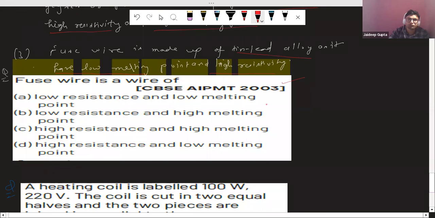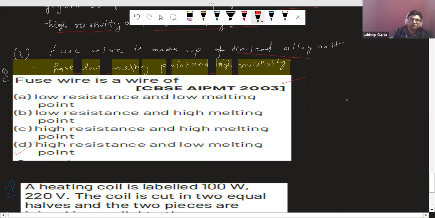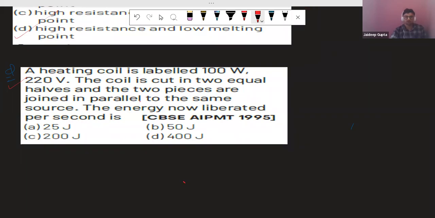Try this question. Write your answer fast, 30 seconds. D, high resistance and low melting point, correct. I just told you, in case of fuse wire, high resistance and low melting point. Good. The last is the heating coil. Try this question fast, 2 minutes.